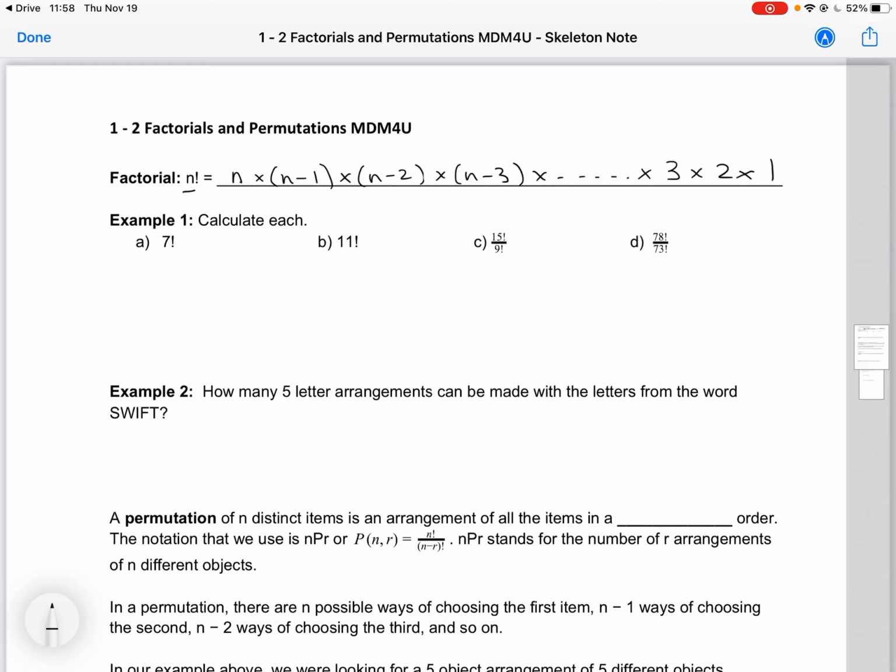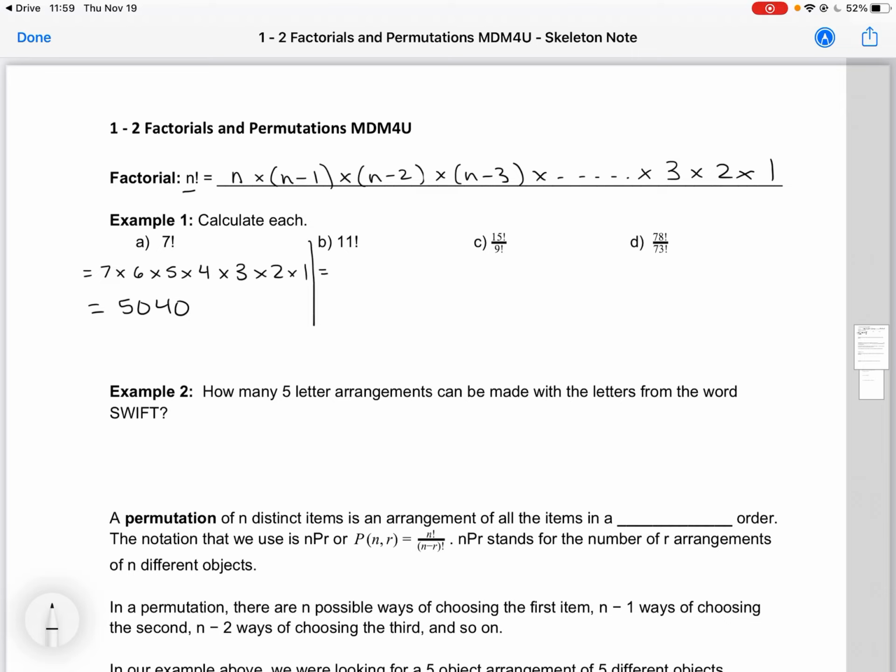So for example, we're going to calculate each. You can use your calculator for this. I'm just going to expand the first one so you can make that connection between the n factorial and the number factorial. 7 factorial is the same as 7 times 6 times 5 times 4 times 3 times 2 times 1. Use the factorial button on your calculator. This should give you 5,040.